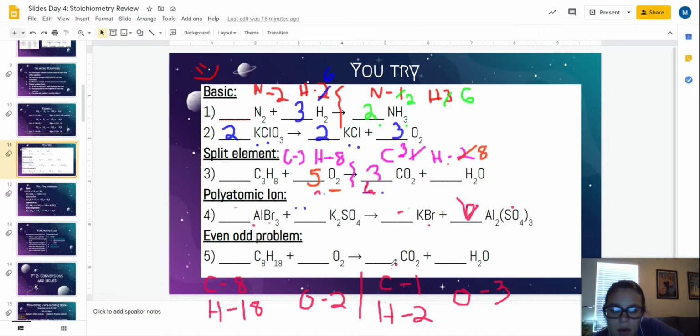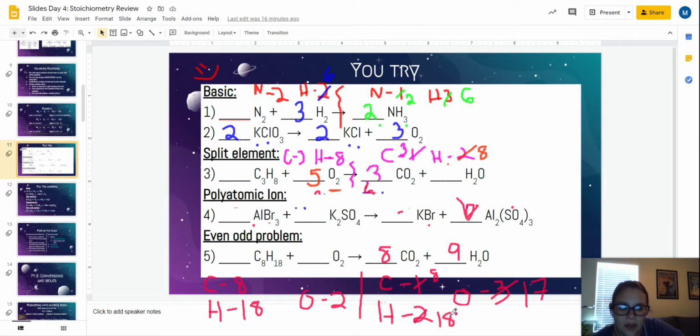We've got 8 carbons and 1 carbon. I'm going to put an 8 here, because then I'll have 8 carbons. But it also means I'm going to have, what? This is 16. 8 times 2 is 16, plus 1. I'm going to have 17 O's. Okay. Now hydrogen, 18 to 2. 2 times 9 is 18. So this makes this 18.